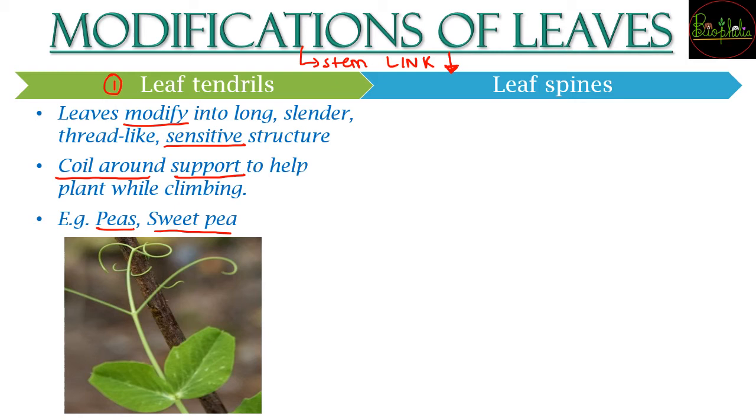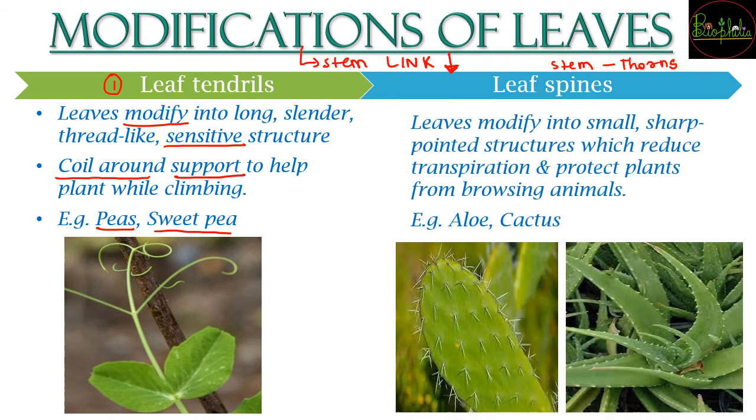Next is going to be about leaf spines. If you want to coordinate with your revision, you can remember them with the help of thorns. Just as the modification of stem was thorns, the modification of leaf will be leaf spines. Leaf spines are modified into small sharp pointed structures which are going to reduce transpiration and protect the plants from browsing animals.